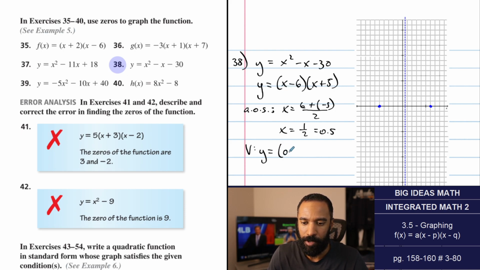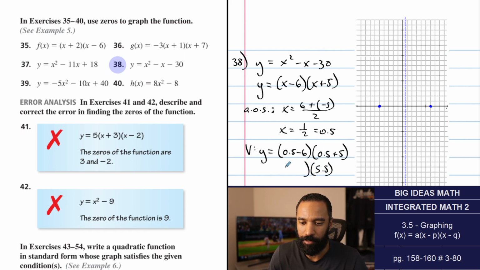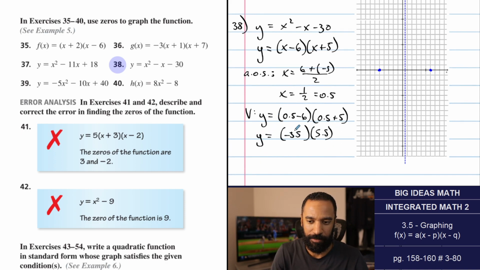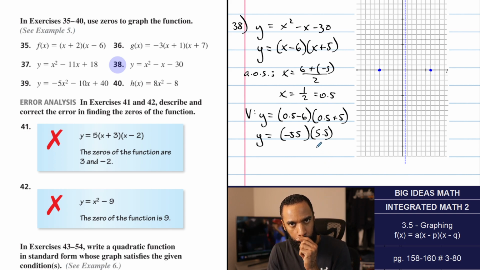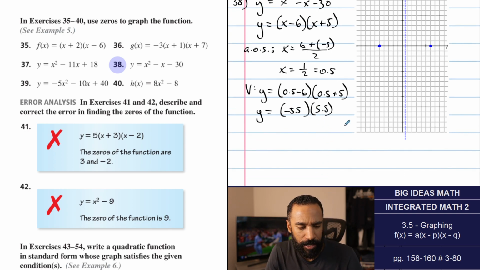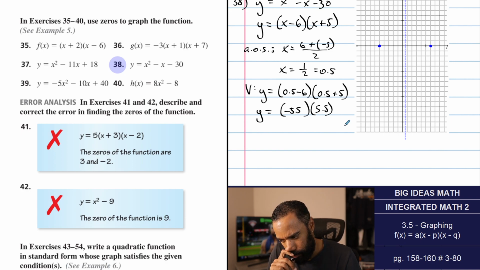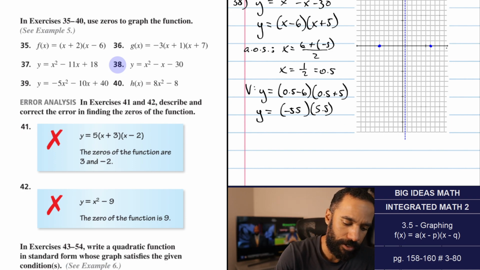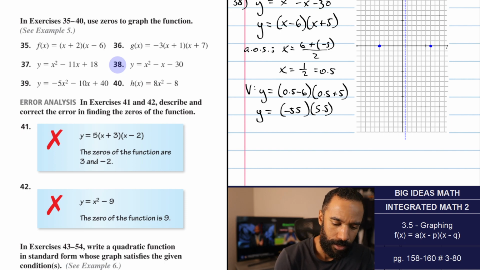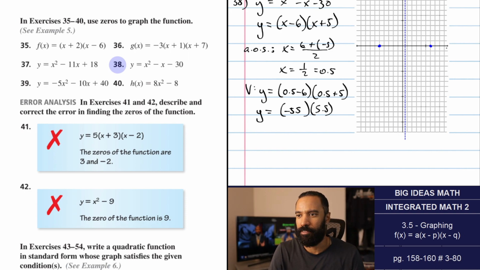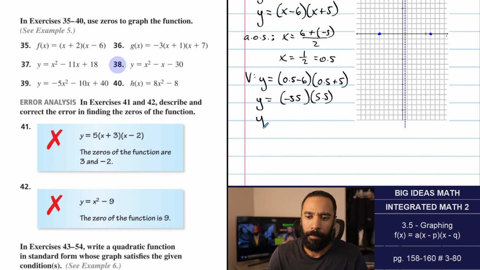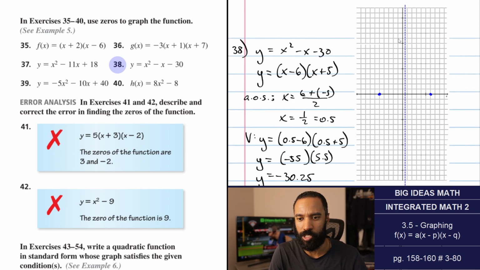I'm going to do it in the factored form. 0.5 minus 6 times 0.5 plus 5. 0.5 plus 5 is 5.5. So this must be negative 5.5 here. 0.5 minus 6, yep, negative 5.5. I don't know 5.5 times negative 5.5, actually. Calculator time. 30.25. I might have known that. Negative 30.25. So, yeah, this is going to be out of our picture unless we go by 2's.